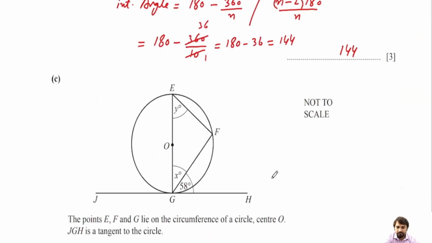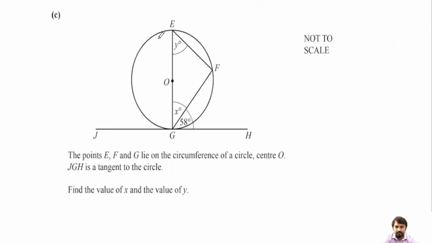The C part of this question, we can see a circle. The points E, F and G lie on the circumference of a circle center O. So we have E, F, G on the circumference of this circle, that is the perimeter, the boundary of the circle. Center is O. JGH is a tangent to the circle. This line is a tangent line.